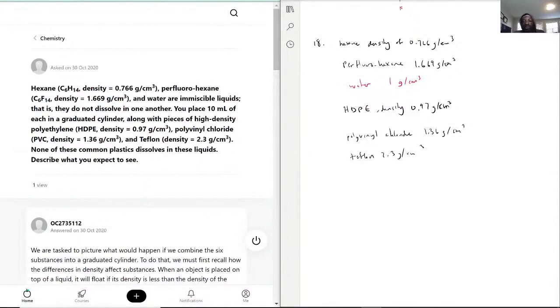So the rules of density are that the heaviest will sink, the lightest will float up top of it. So what we're going to do is first label it. We're going to use different colors to make it look as different as possible. The lightest one in terms of density will be the hexane, density of 0.76. So we're going to label this as green hexane. And now perfluoro-hexane is going to be labeled as red.